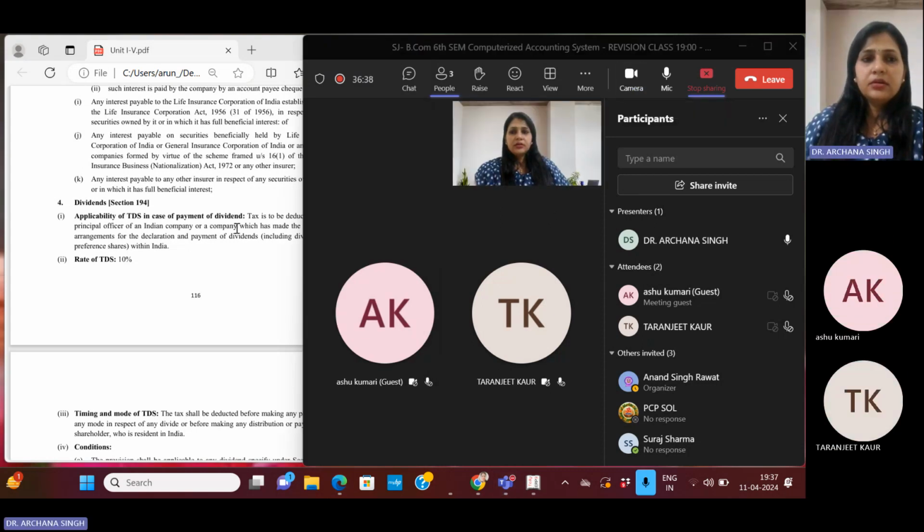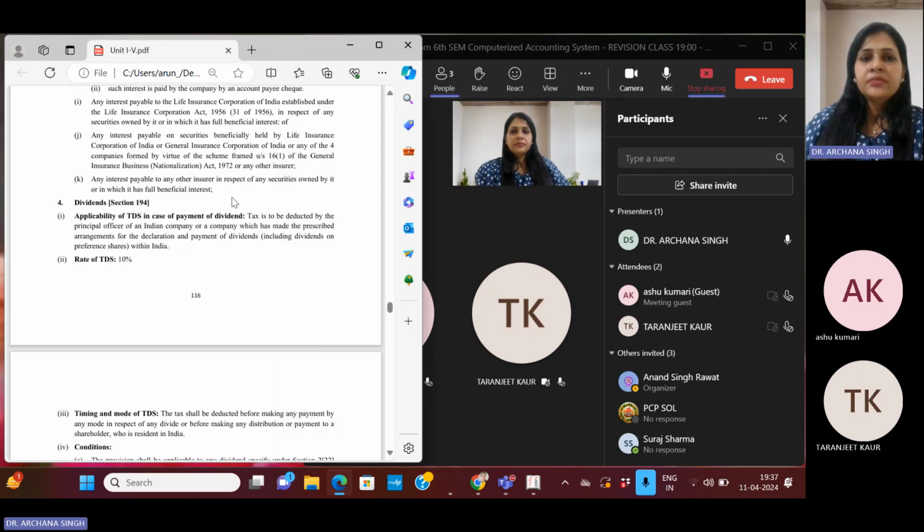Any interest payable on securities beneficially held by LIC, Life Insurance Corporation of India, or General Insurance Corporation of India, or any of the four companies formed by virtue of a scheme framed under Section 16, subsection 1 of the General Insurance Business Nationalization Act 1972, or any other insurer. तो वहां पे भी you don't have to collect the TDS.